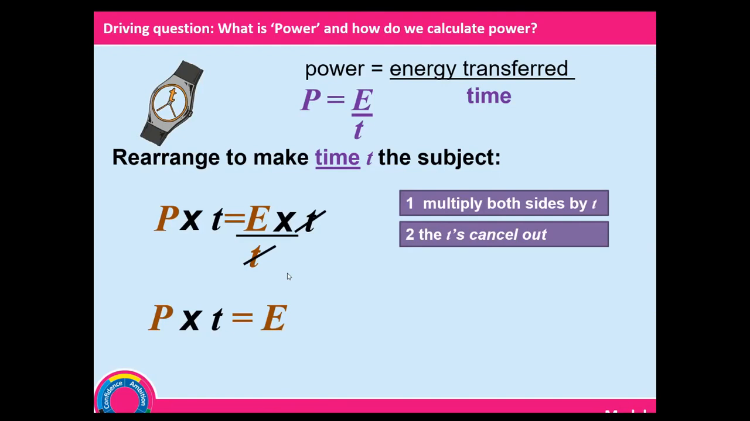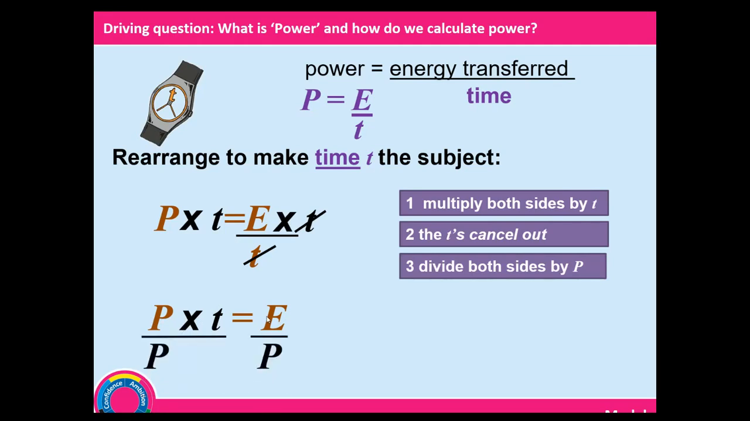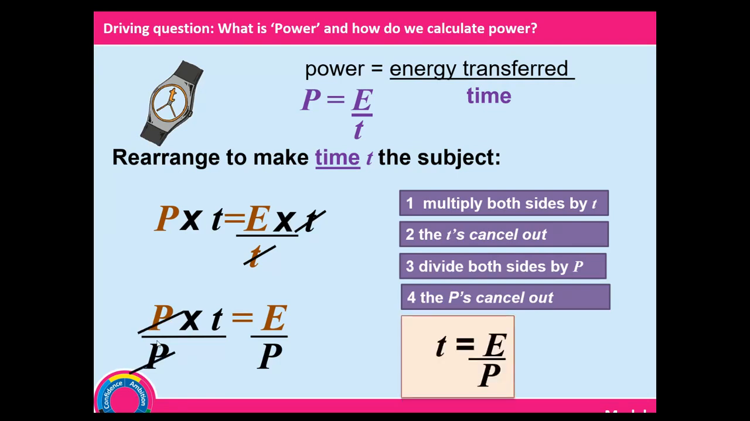Now, we just divide both sides by P because we want T alone on one side. T is next to the P. We don't want the P here. We want the P to be on the other side. So we divide both sides by P. Dividing both sides by P, we will notice that on the left-hand side, there's P in the numerator and P in the denominator. The P's cancel out. And so we're left with T equals E over P. And if we replace the E with a W for work done, we have T equals W over P. That is how you make time the subject of the formula.